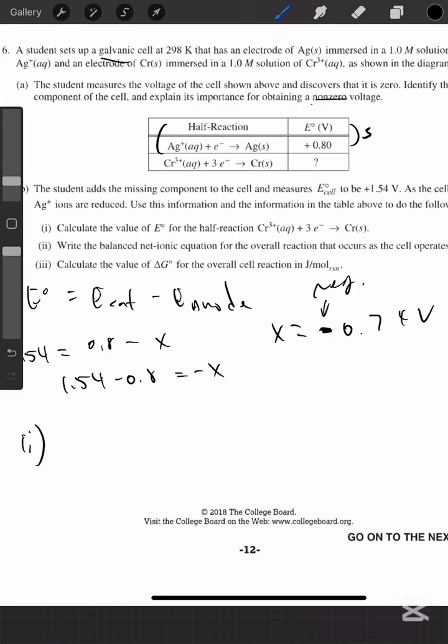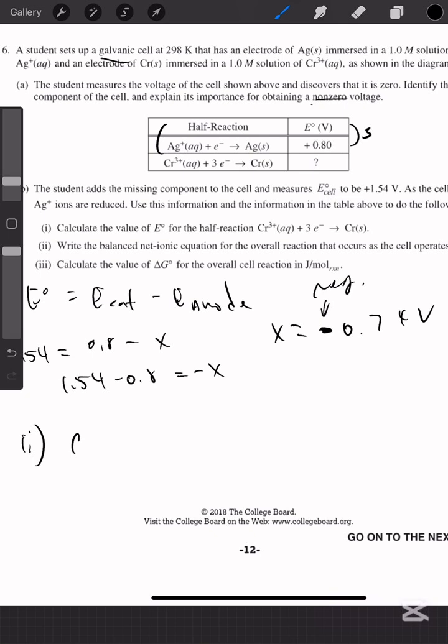And then now for part 2, balance the ionic equation. So since we see that silver only loses 1 electron, we have to multiply the silver reaction by 3. And then since we know which one's the anode, which one's the cathode, we also know which way to put the half reaction so that they balance out.